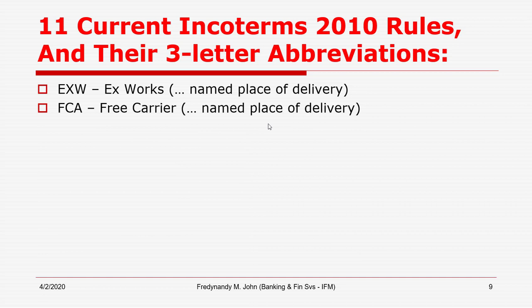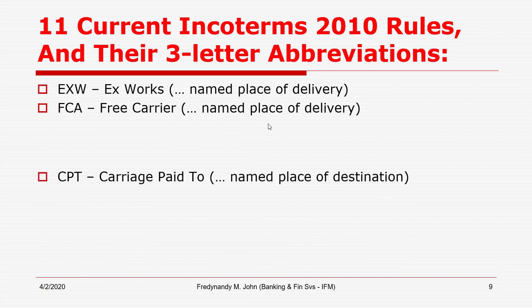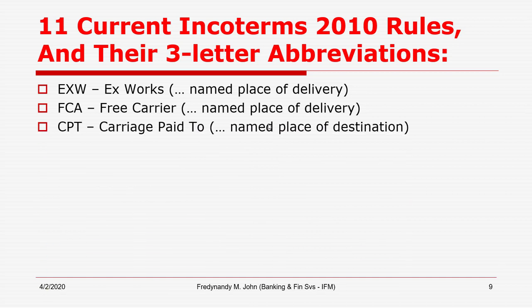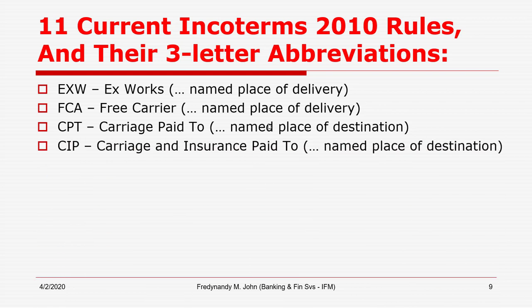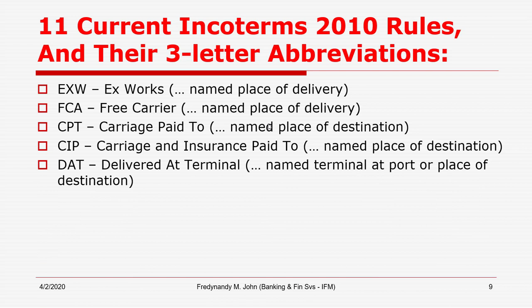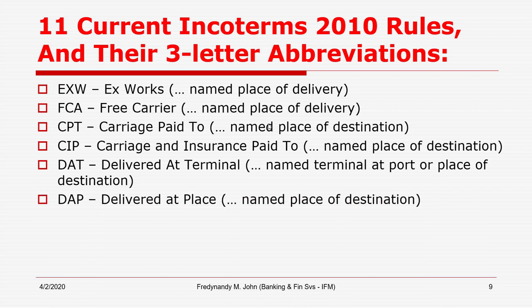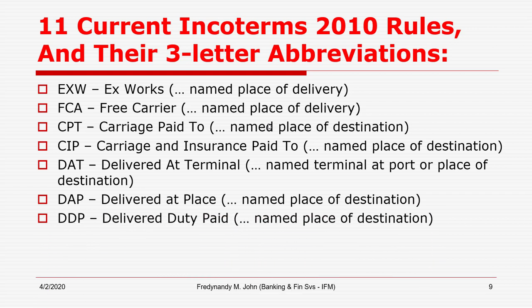Second, Free Carrier, abbreviated as FCA. Third, Carriage Paid To, abbreviated as CPT. Fourth, Carriage and Insurance Paid To, abbreviated as CIP. Fifth, Delivered at Terminal, abbreviated as DAT. Sixth, Delivered at Place, abbreviated as DAP. Seventh, Delivery Duty Paid, abbreviated as DDP.